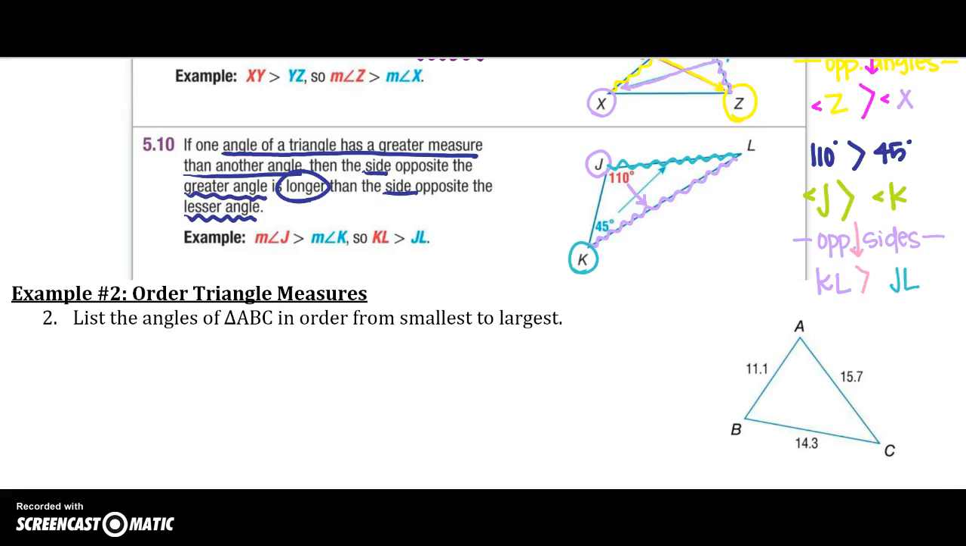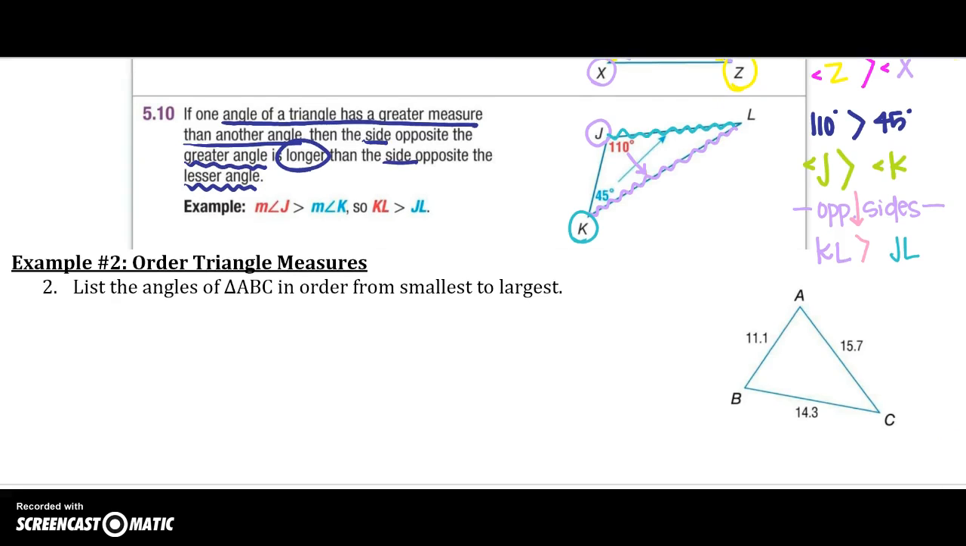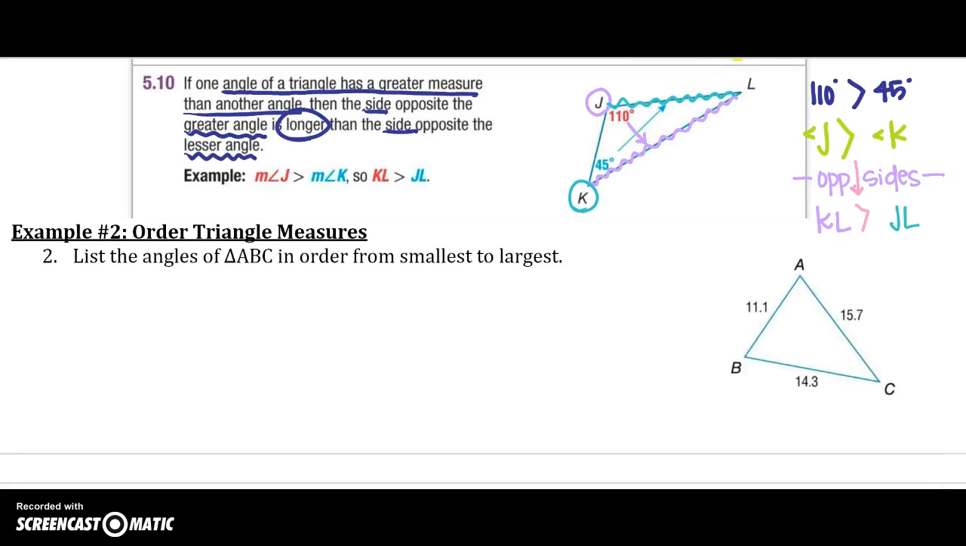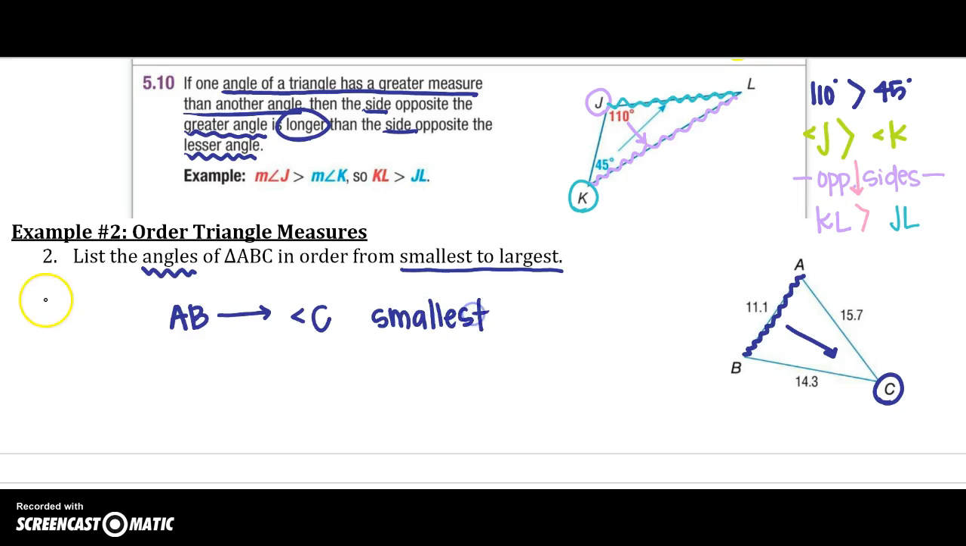The big thing is to make sure you are looking at the directions so you're labeling them correctly. So we're going to list the angles from smallest to largest. When we look at angles, we first look at our sides and look for the shortest side. Notice that 11.1 is the shortest side, and that belongs to AB. The angle opposite that is angle C. So angle C would be our smallest angle because it goes with the shortest side.